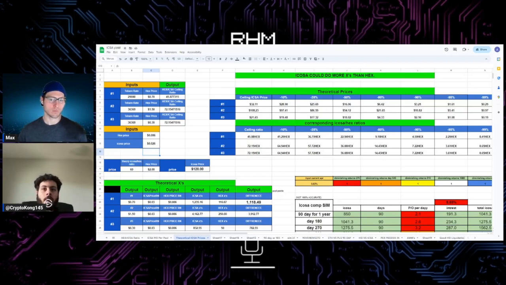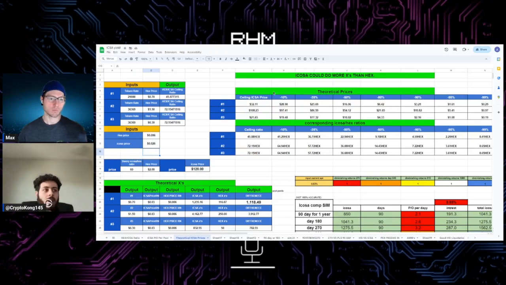Now, currently we're sitting pretty near the all-time lows of 2.7 HEX per ICOSA. We've never really seen the chart go this low in terms of HEX. As you can see here, when PulseChain launched, we were sitting closer to like 15 HEX per ICOSA.